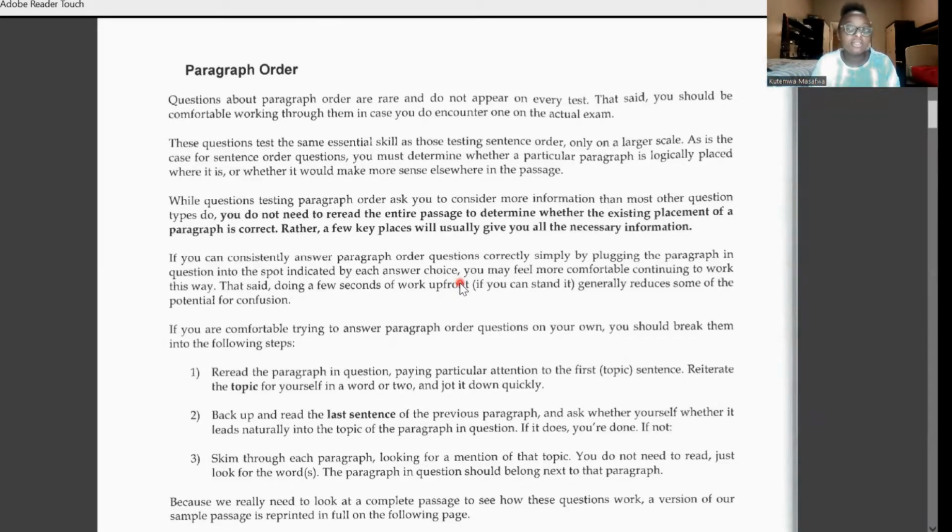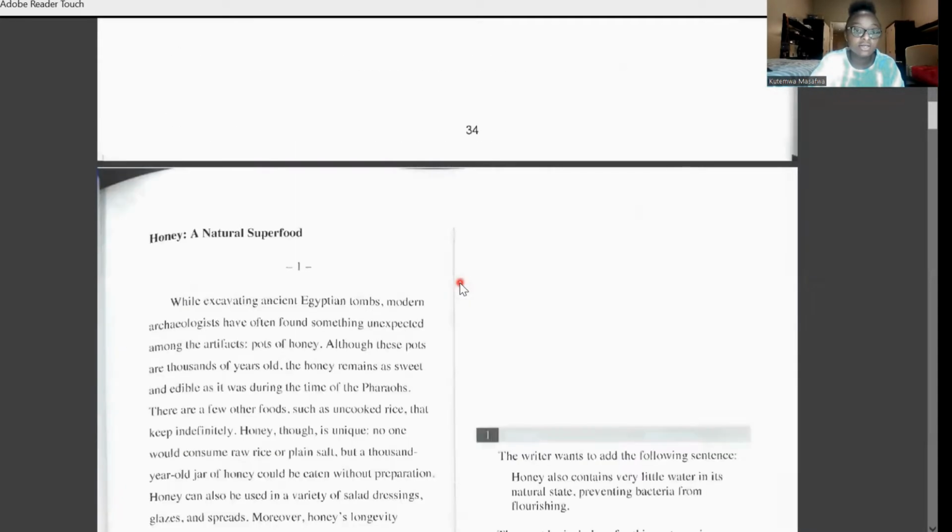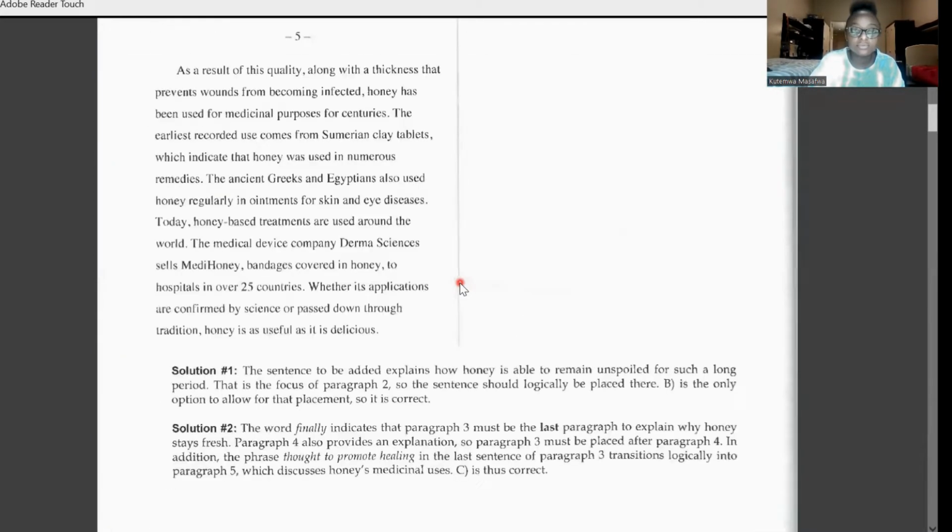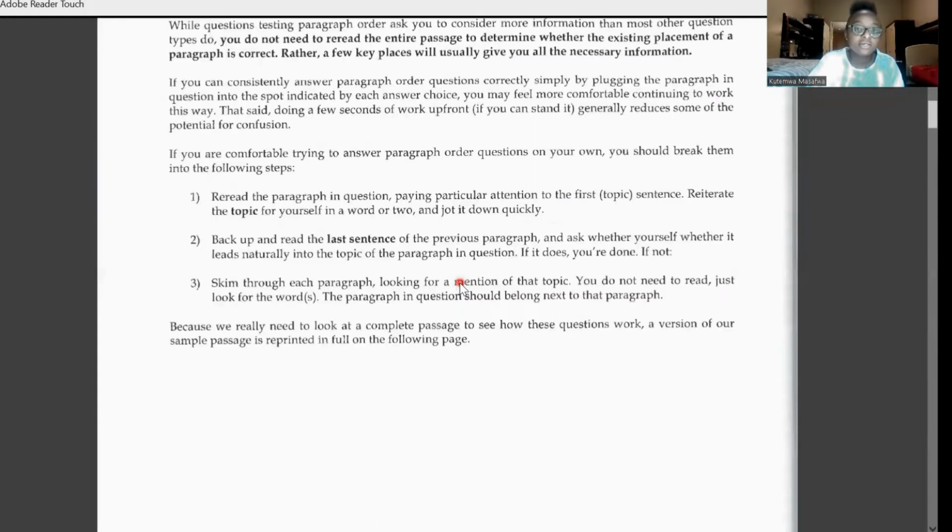So it's just sentence order, but on a larger scale. And that's all you need to focus on as you handle order questions. So that's it, very short topic. So I'll repeat what I said.